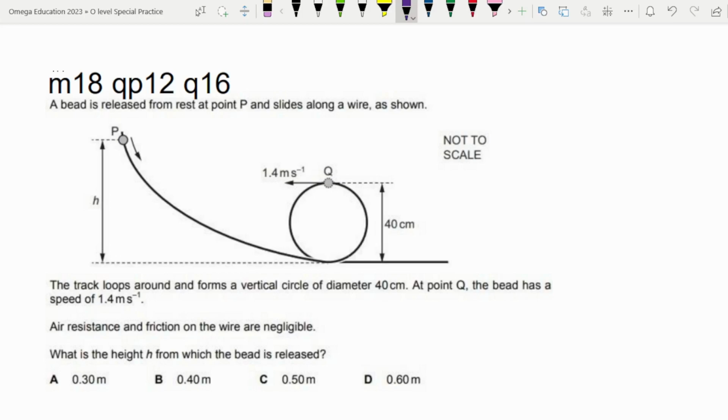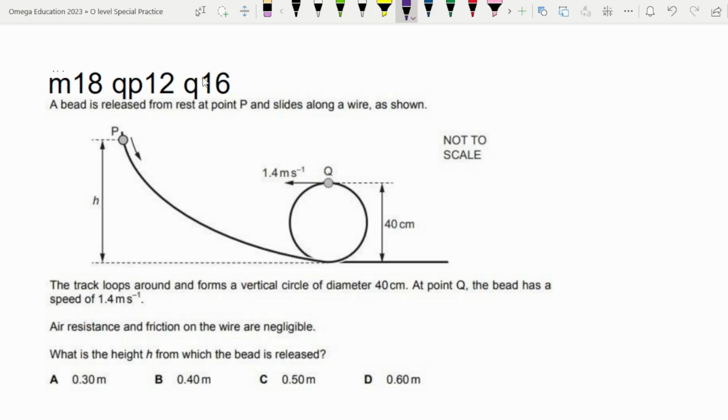A bead is released from rest at point P and slides along the wire. The track loops around and forms a vertical circle of diameter 40 centimeters. At point Q, the bead has a speed of 1.4 meter per second. We can see exactly the same thing on the diagram. There's no friction of any kind. What is the height from which the bead is released? Okay, so it should be an easy one.